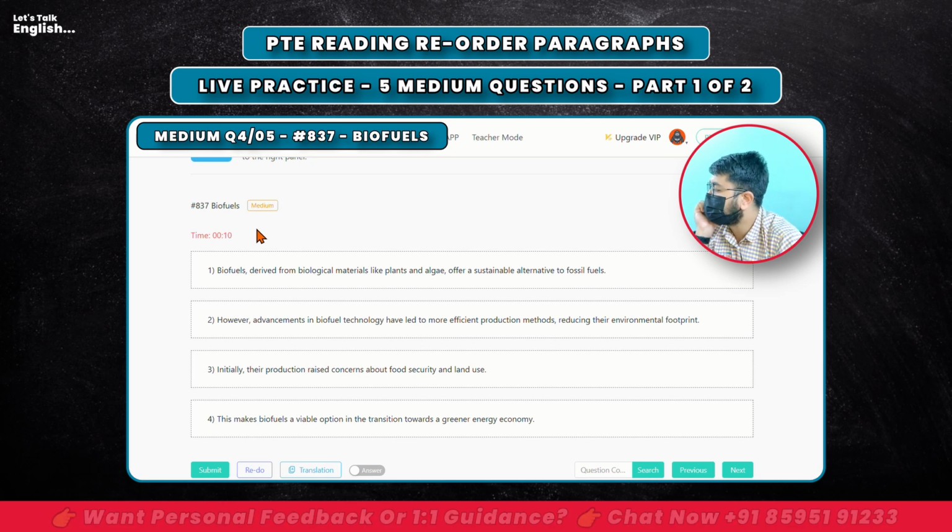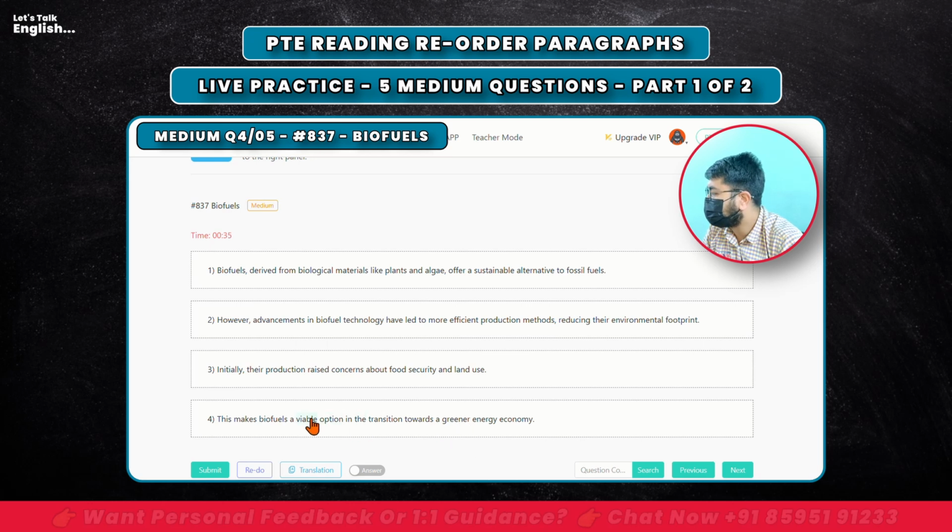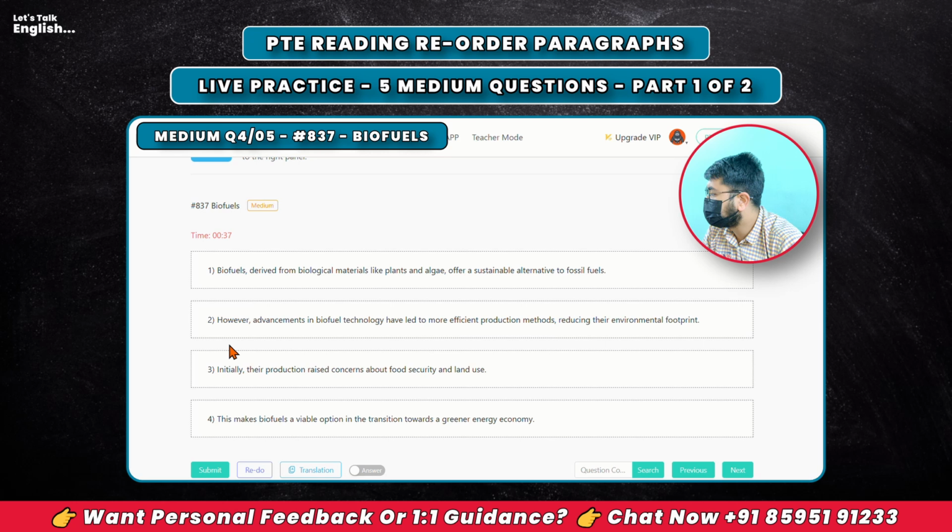Biofuels derived from biological materials like plants and algae offer a sustainable alternative to fossil fuels. However, advancements in biofuel technology have led to more efficient production methods, reducing their environmental footprint. Initially, their production raised concerns about food security and land use. This makes biofuels a viable option in the transition towards a greener energy economy. The last one cannot be the first sentence here.